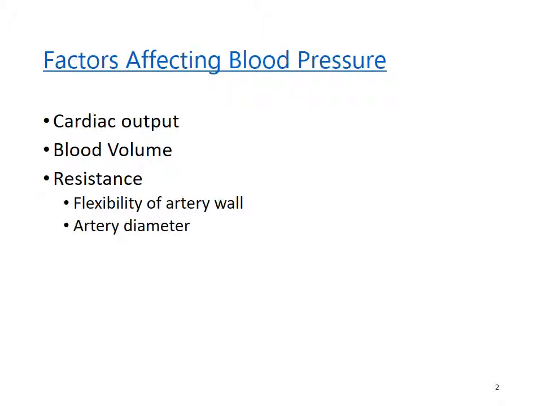Secondly, artery diameter. If there is vasoconstriction and arteries are narrow, that increases the resistance to blood flow and blood pressure would increase. Thirdly, blood viscosity, which is how thick the blood is. Increased blood viscosity will increase resistance to blood flow.